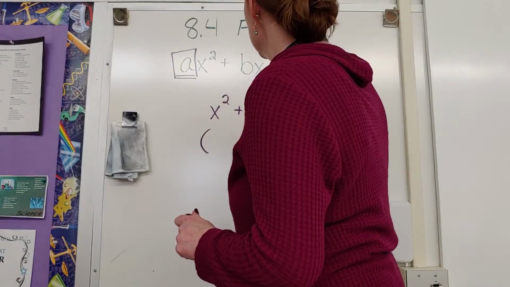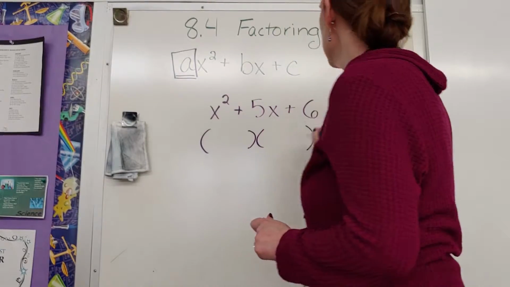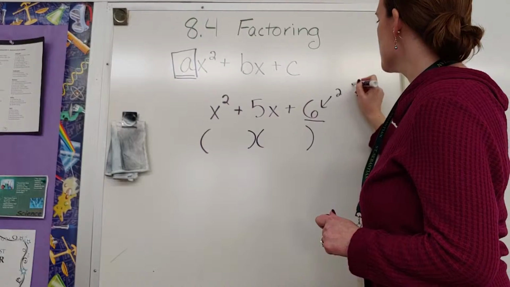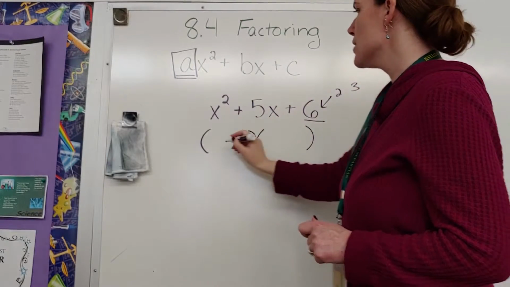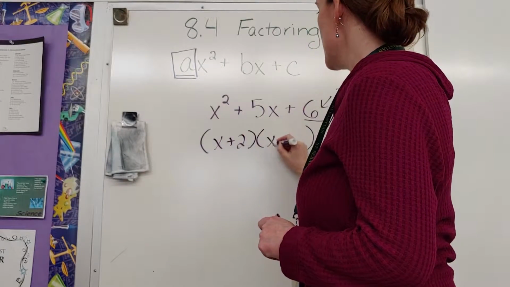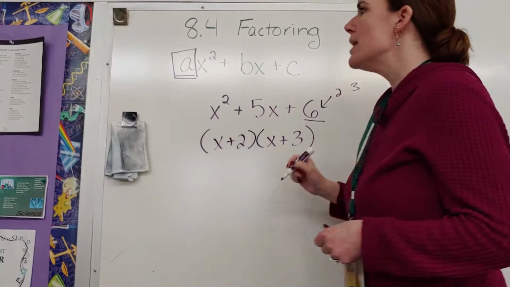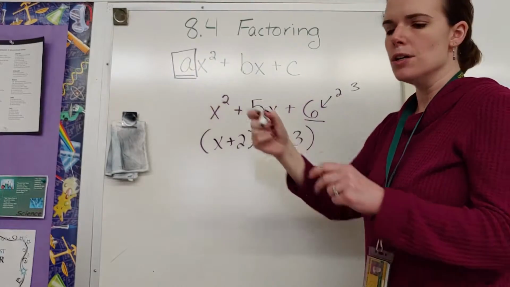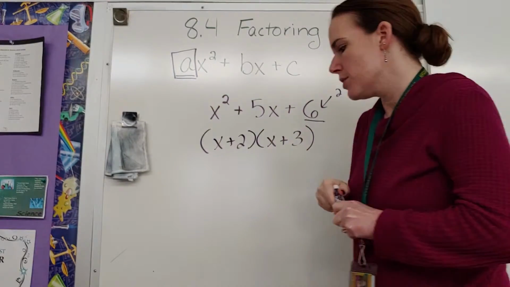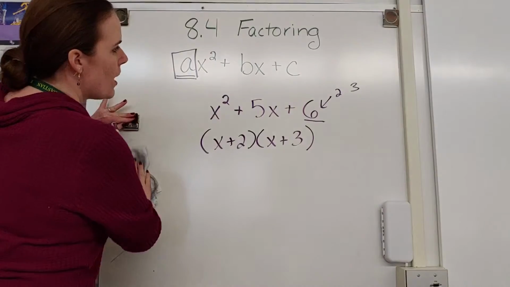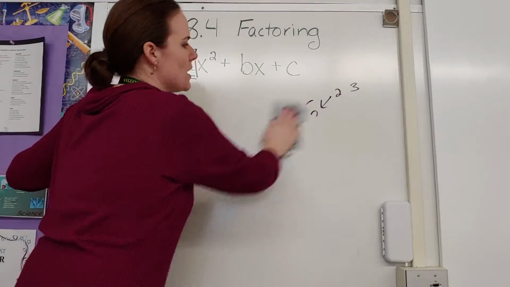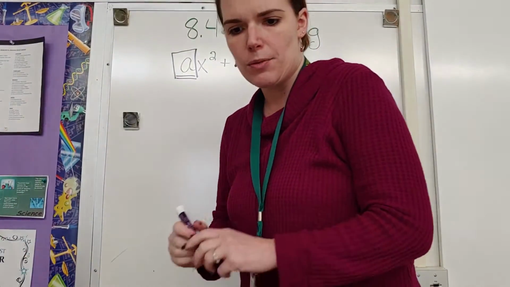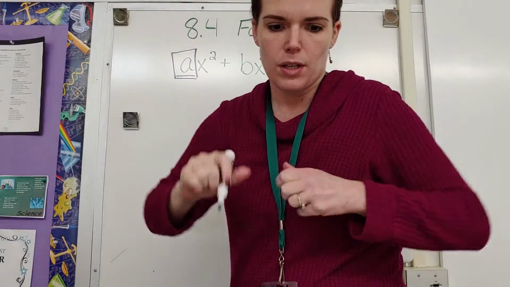You're just setting up your parentheses. You're finding the multiples of 6 that would also add to be the center number. So you're going to have x plus 2, x plus 3. When you have an a value in front of your x squared term, it's a little bit harder the way that you're going to factor. So I'm just going to walk you through an example problem, and hopefully it'll make more sense the more we do.